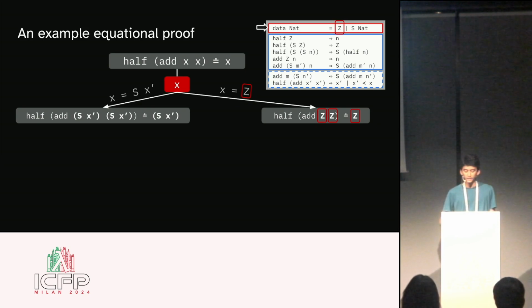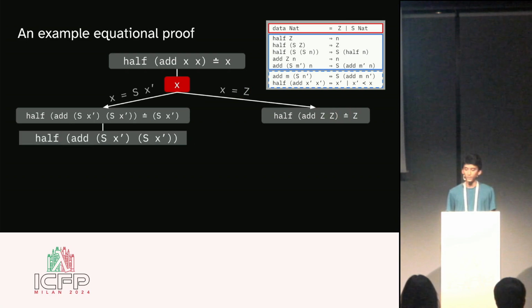And the idea here is that if you can prove both of these goals, then your original goal is implied by the case analysis. I want to examine the goal where x is equal to the successor. And in this case, we're actually going to show you how this rewrites. In particular, we're going to take the left-hand side of this goal and rewrite it into the right-hand side.